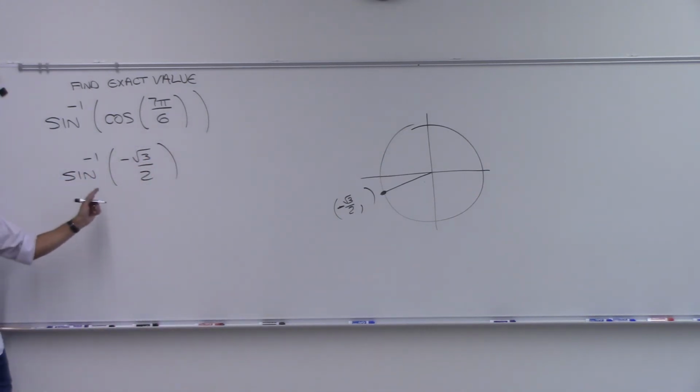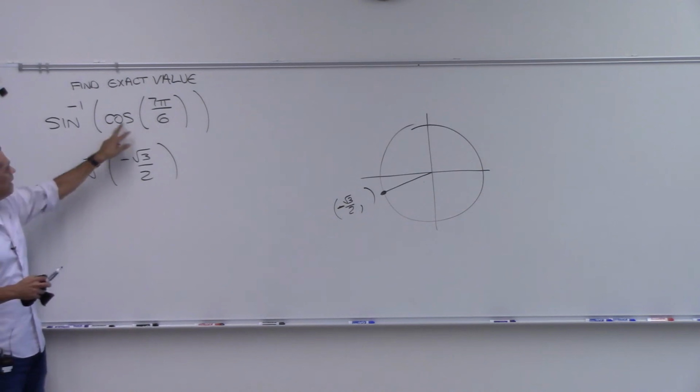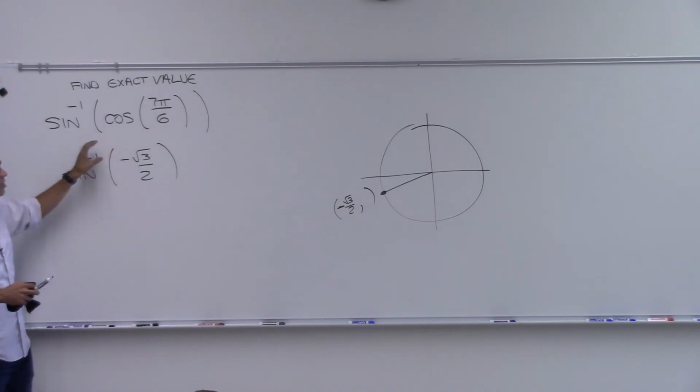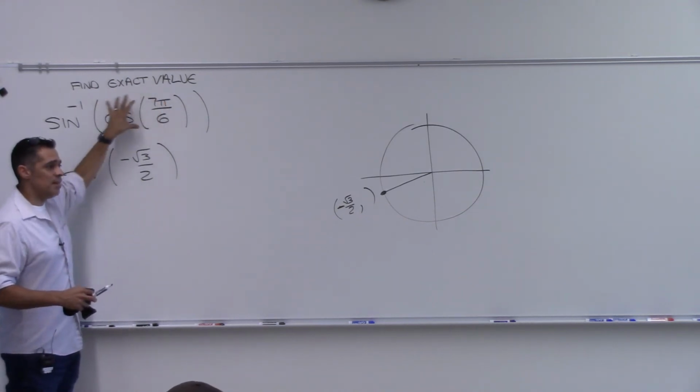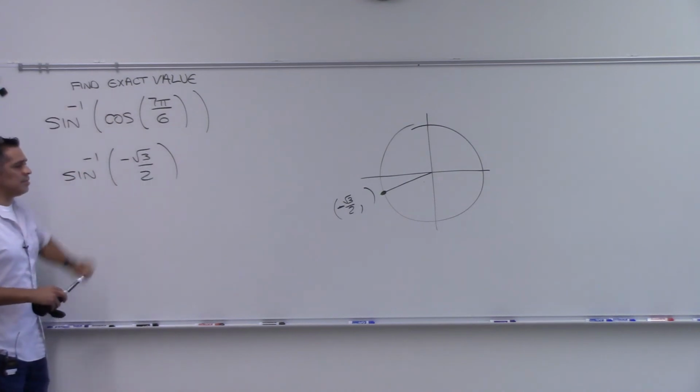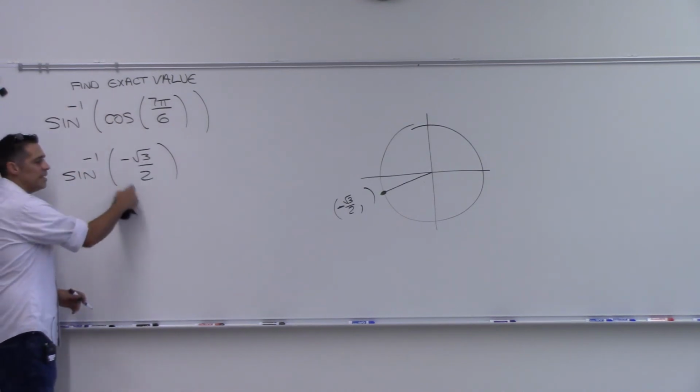The reason I'm doing this problem is everything we've been doing, I don't want you to get stuck in tunnel vision and think everything we do is the way I just did it. I mean, you have to pay attention to what it is you're trying to accomplish. This right here, I can figure out what this is. And then I can take sine inverse. How do I do this?